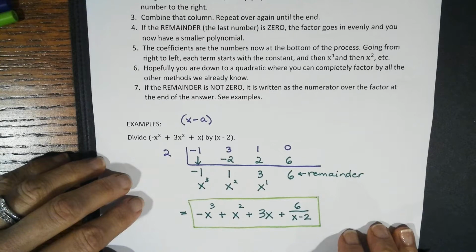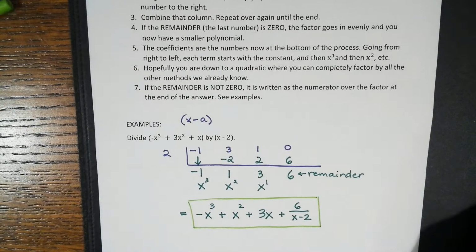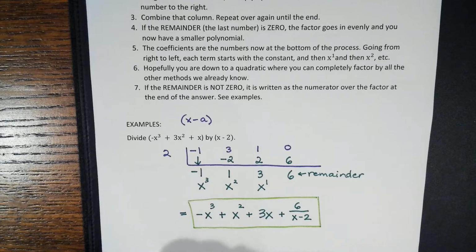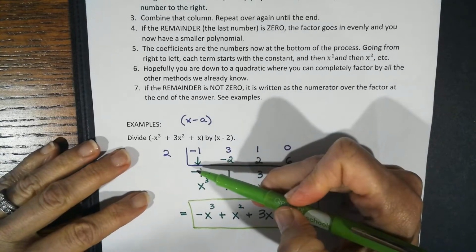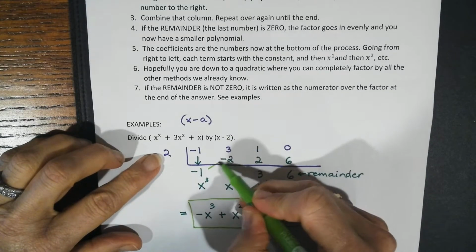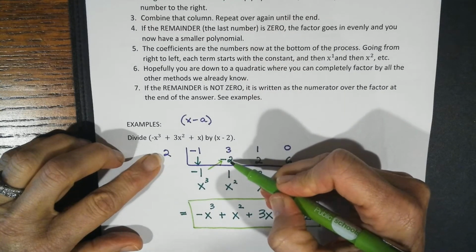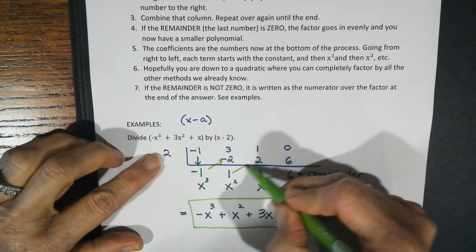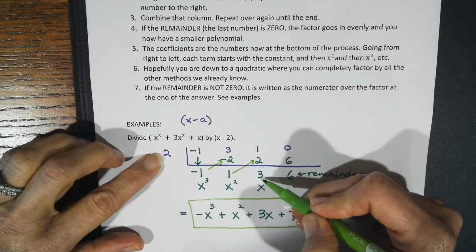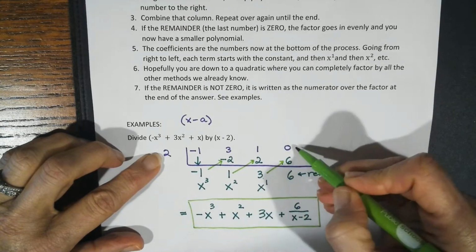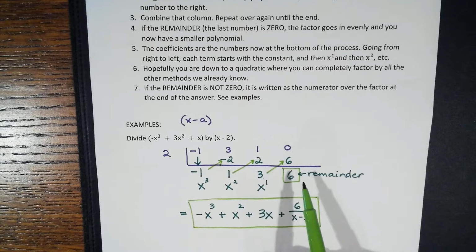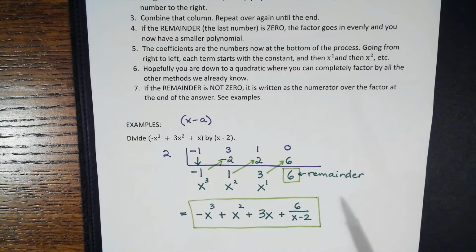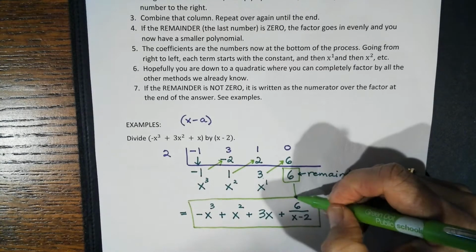So I'm going to do a few more examples of these. Once you get the hang of it, it actually gets a little bit quicker. But just to remind yourselves of the steps, lots of words, but here's the steps. You bring the first one down, multiply 2 times negative 1, it goes here. Combine these. 3 plus negative 2 is 1. Then 2 times 1 goes here. 1 plus 2 is 3. 2 times 3 goes here. 0 plus 6 is 6. And remember, this is the remainder. If I get a 0, then x minus 2 is a factor of the larger polynomial. If I don't get 0, I just write it with the remainder, just like this, over the divisor.